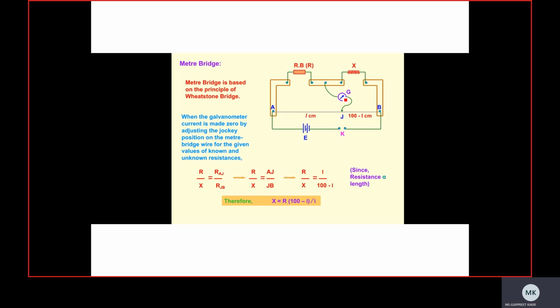Here you will say this bridge is balanced, and you can apply the balanced Wheatstone bridge condition, that is R by X is equal to the resistance of this wire of L centimeter upon the resistance of this wire of 100 minus L centimeter. That is, they have written here R upon X is equal to the resistance of wire AJ upon the resistance of wire JB.